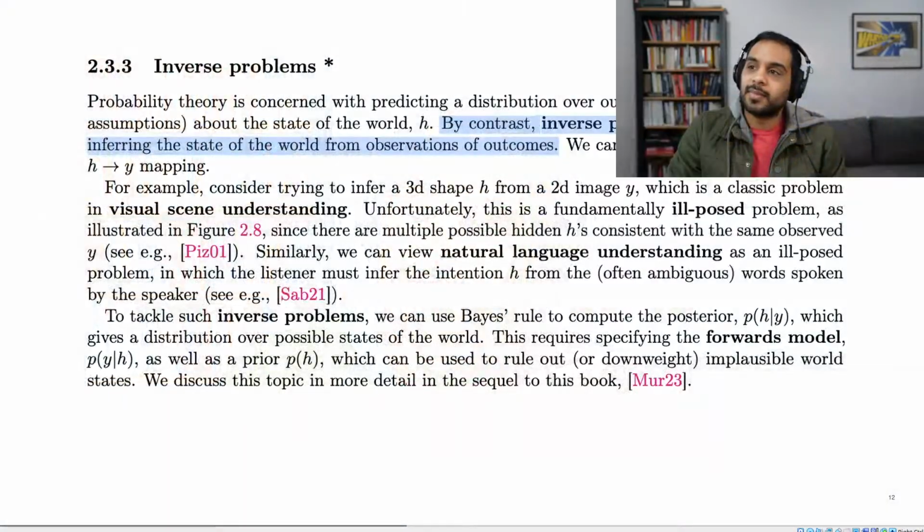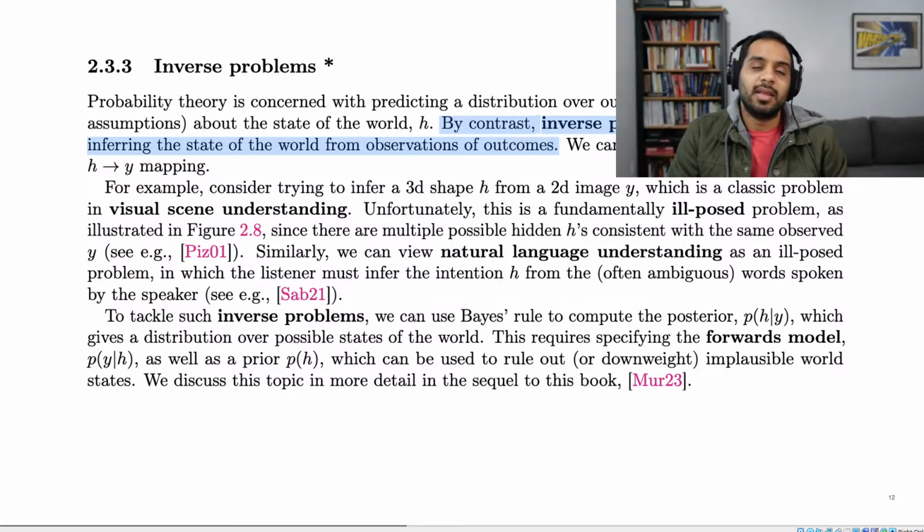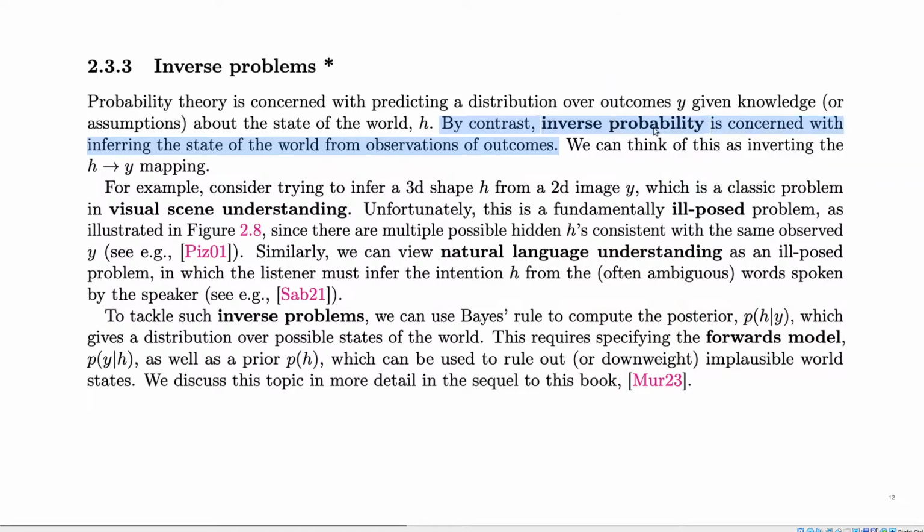So what I covered was, let's call it, the classical Bayesian update. There's this other thing in the next section, right after the one we just covered in Kevin's book, Probabilistic Machine Learning, that talks about inverse problems. And these are actually much more interesting, way more interesting than the Bayesian update of the probability style. So as it says here, probability theory is concerned with predicting a distribution over outcomes Y given knowledge or assumptions about the state of the world.